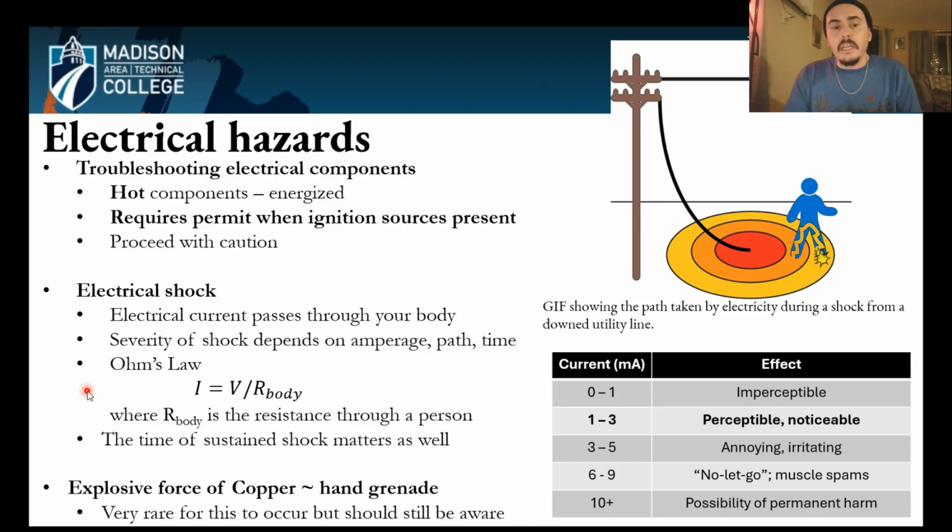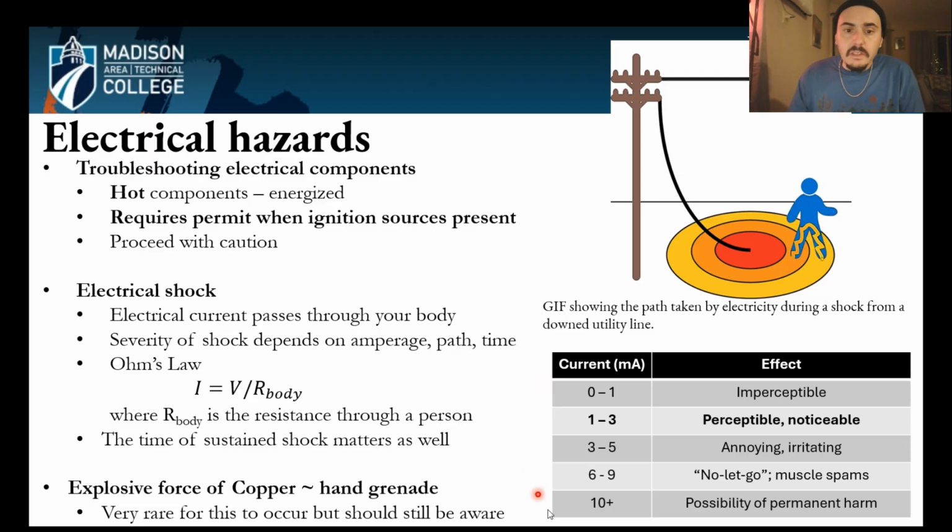And basically we can calculate this using Ohm's law. So we can say the current is equal to the voltage, whatever the voltage is, of this wire, divided by the resistance of our body. So our body, again, from here to here, this path has some sort of electrical resistance associated with it. So the time of the sustained shock actually matters too.